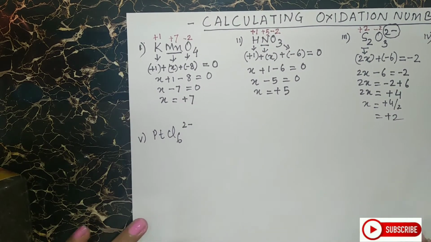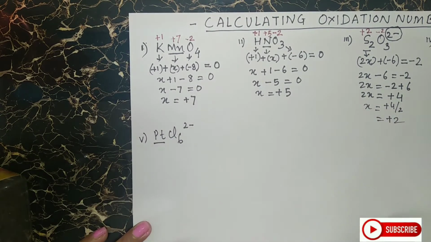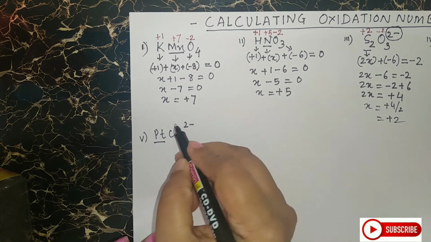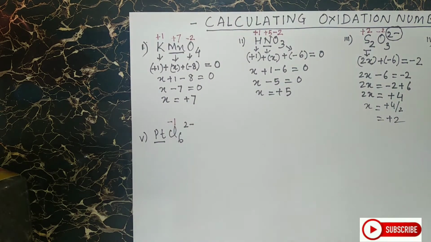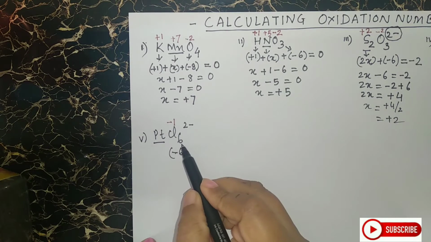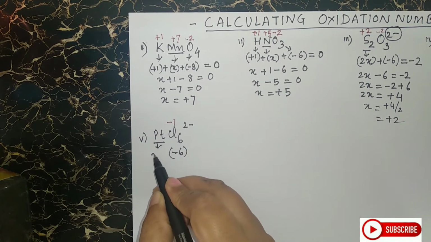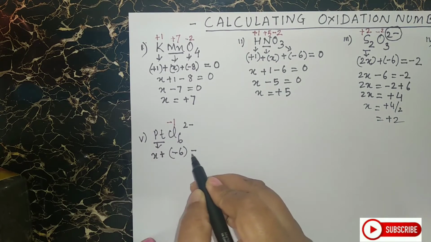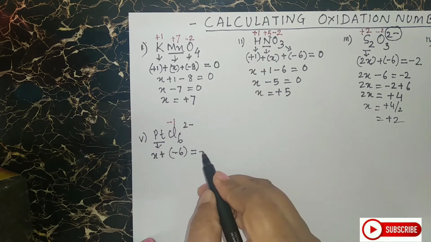2 minus. So here I am supposed to calculate the oxidation state of platinum. Chlorine being a halogen, it is from the 17th group, so it will be minus 1 oxidation state here. In the molecule, it is minus 6 because minus 1 into 6. This will contribute X plus minus 6 is equal to the total charge here, which is minus 2.